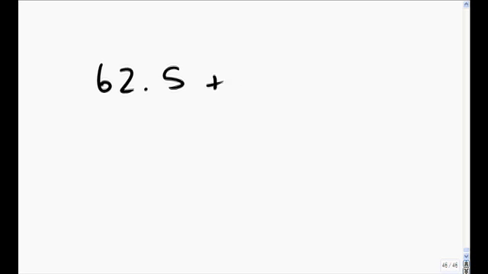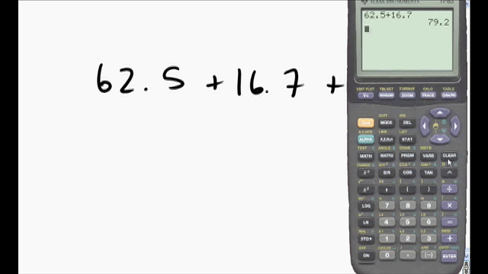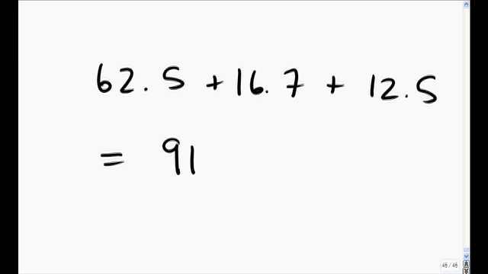62.5 plus 16.7 plus 12.5 is 91.7. 91.7% of the class has no more than 2 children.